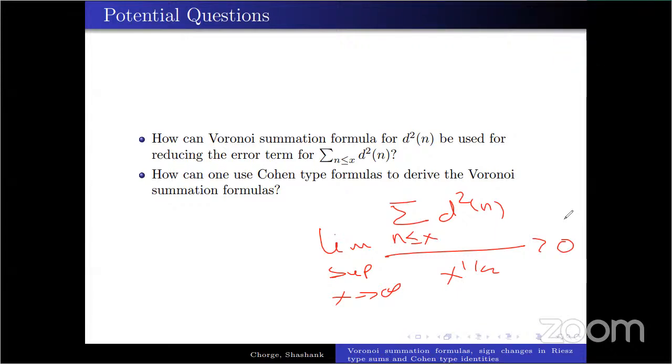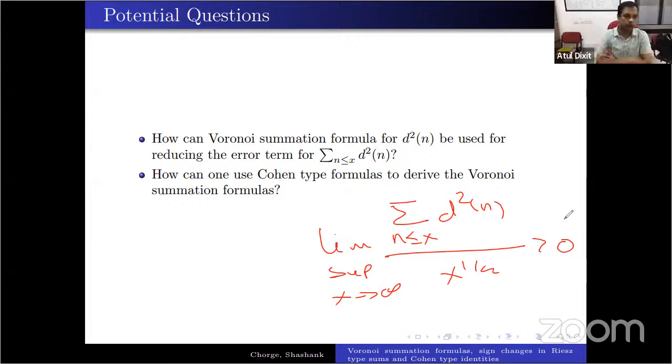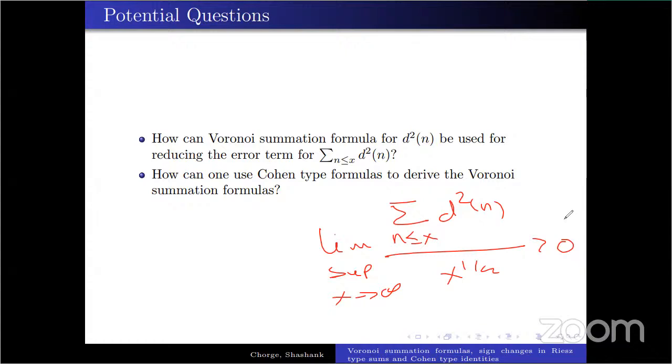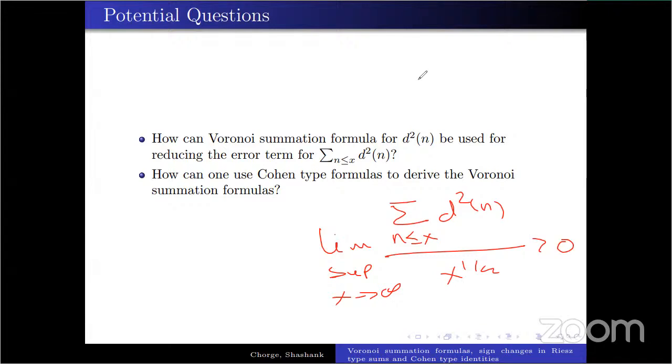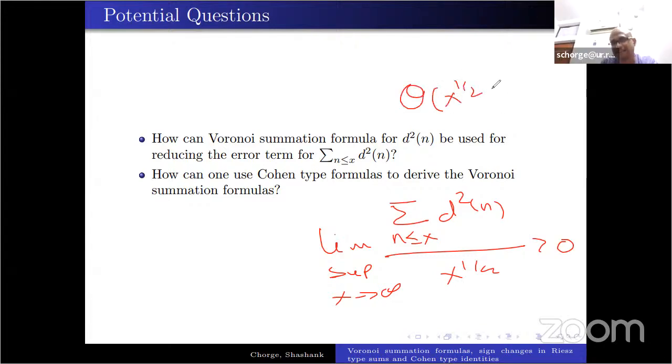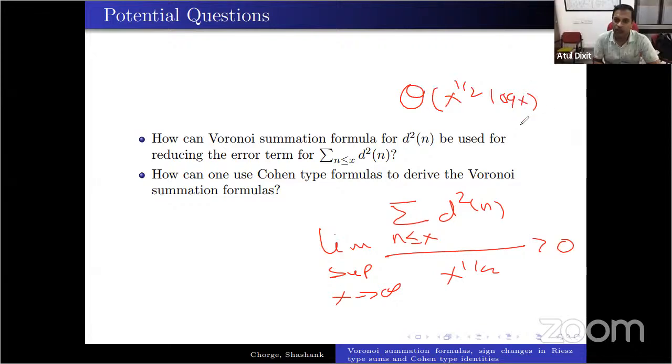The current best bound is due to Ganguly and Sankaranarayanan. It's big O of x to the 1/2 times log x to the power 5. Is that unconditional? Yes, the log x part is unconditional, I guess, and with RH I guess we get x raised to half, something like that.